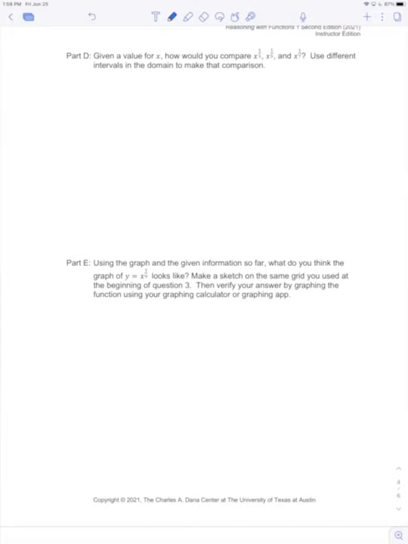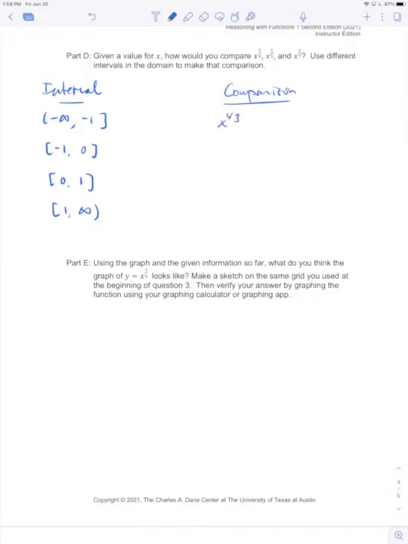Okay, let's do this. For the interval, we'll do negative infinity to negative 1, and then we'll go negative 1 to 0, and then we'll go 0 to 1, and then 1 to infinity. And then our comparison: so when we have x in the first interval, negative infinity to negative 1, x to the 1/3 will be the smallest, then x to the 1/5, then x to the 1/7, the largest.